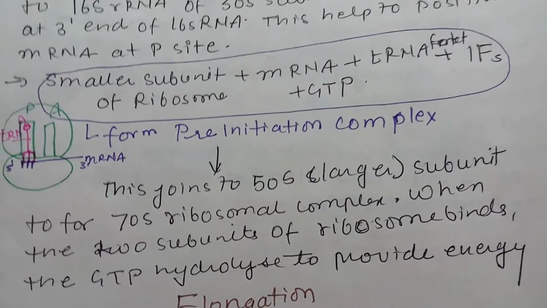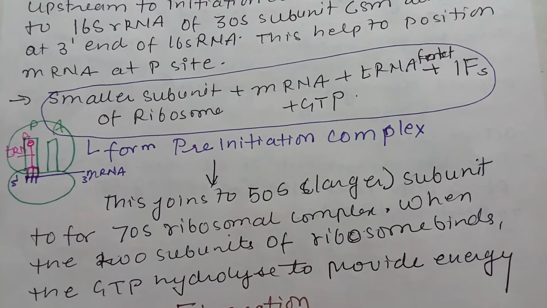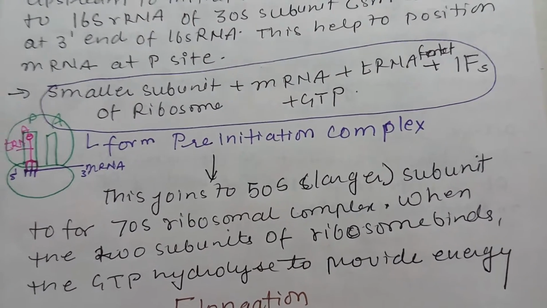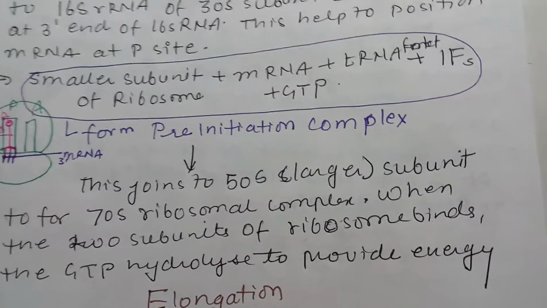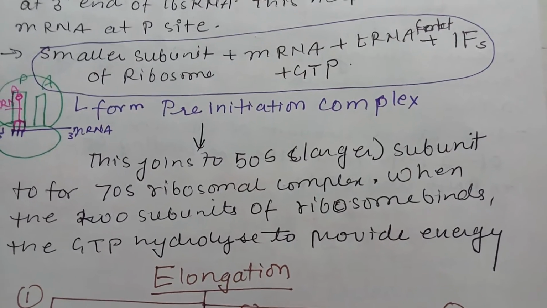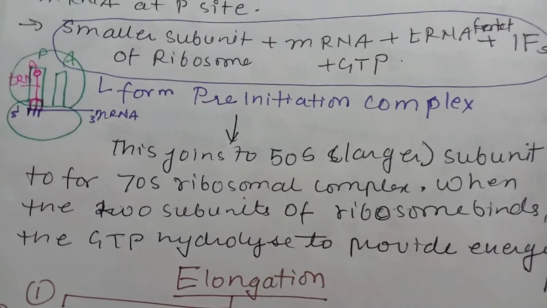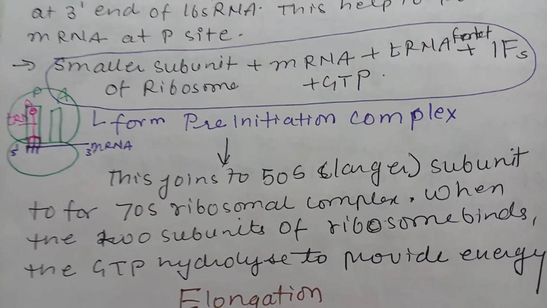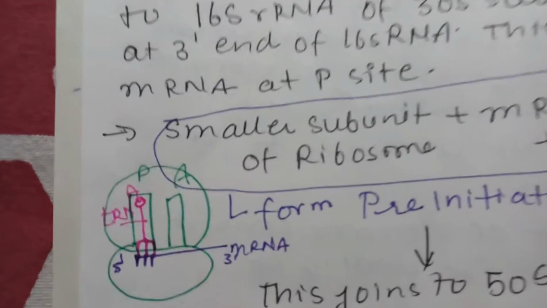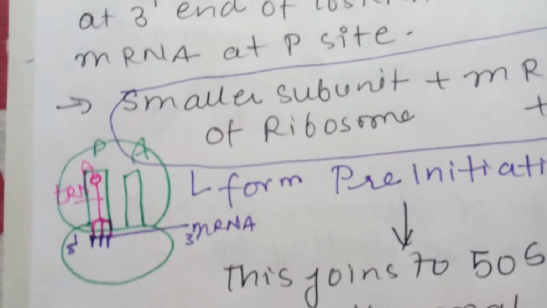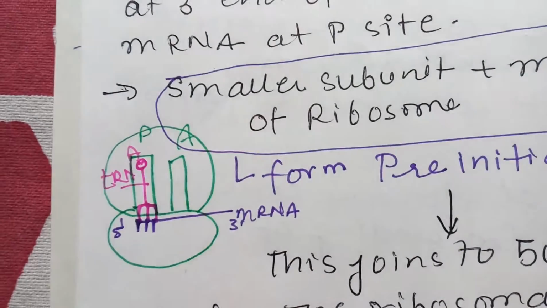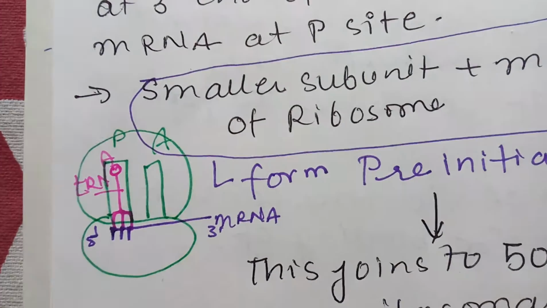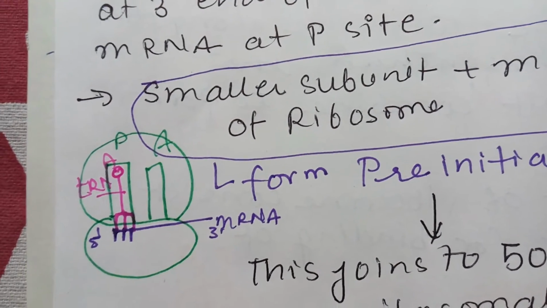Now this pre-initiation complex joins the larger subunit to form the complete ribosome. When the two subunits of the ribosome bind, the GTP is hydrolyzed to provide the energy. So till here 1 GTP is used up, and 1 ATP, which was used up in the activation of amino acid. So 1 GTP and 1 ATP are used up. Now you can look at the structure here. This represents formylmethionine tRNA, the first tRNA, and it is joined to AUG on mRNA with the anticodon arm.